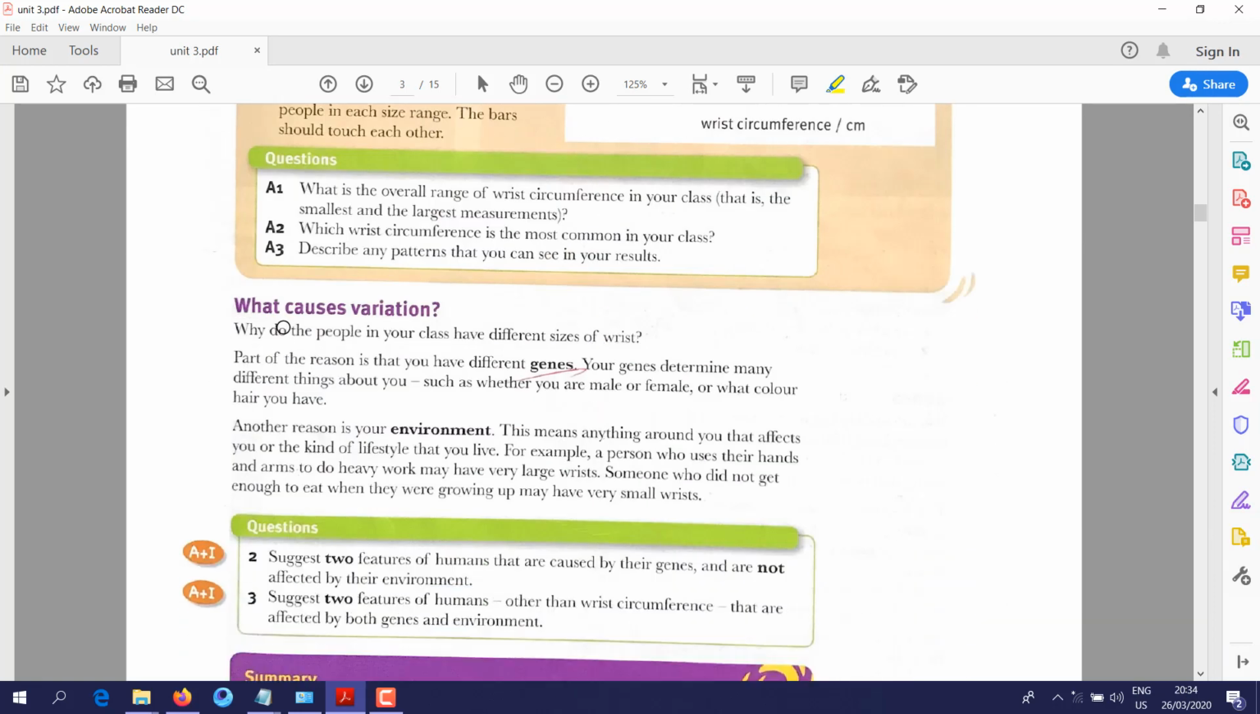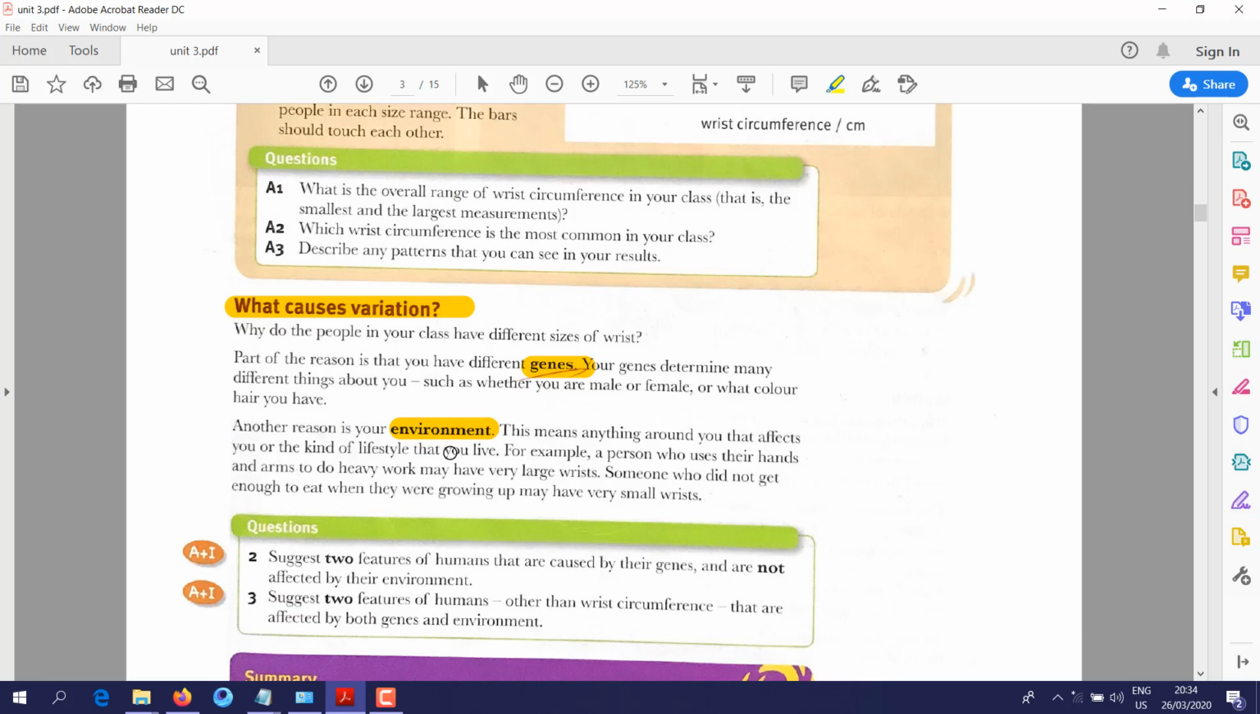Then what causes variation? When we took the example and said that us as humans, we differ from each other by, for example, skin color, but why do we differ? Why do we have different skin colors, if all of us are still human? Two main causes, two main reasons. The first one, genes. Second one, environment.